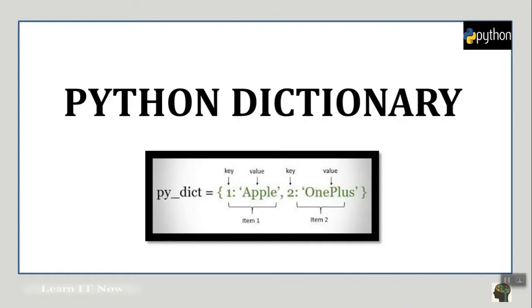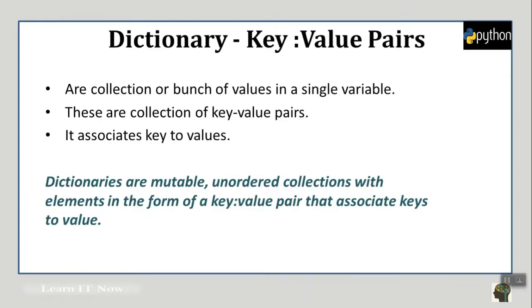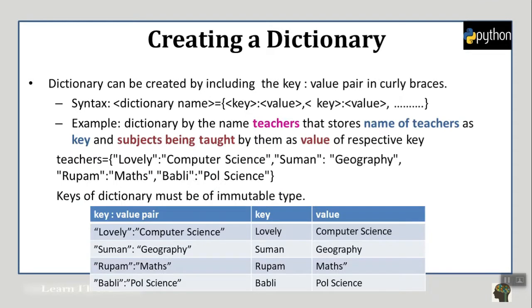Dictionaries are a collection or bunch of values in a single variable. These are collections of key value pairs, and a dictionary associates keys to values. Dictionaries are mutable, unordered, and form key value pairs. So these three are the main key features of a dictionary. That means a dictionary can change a single value at a time. They are unordered and each key is associated with a single value.